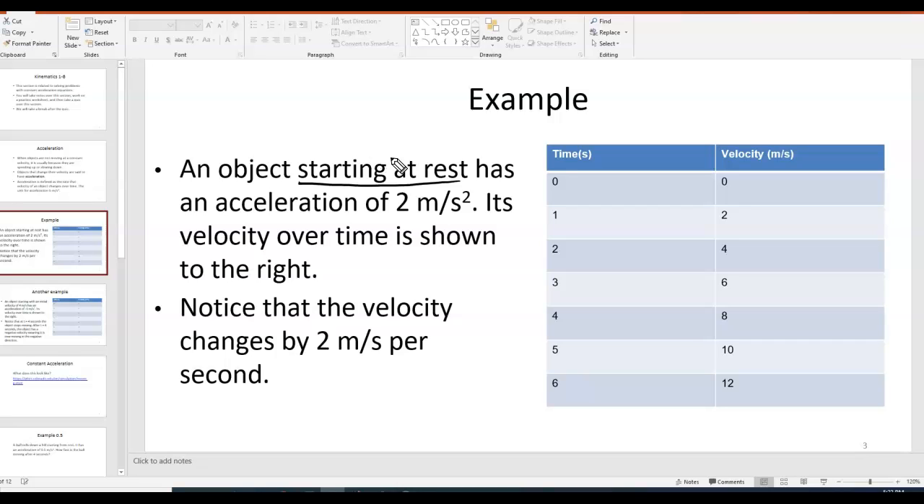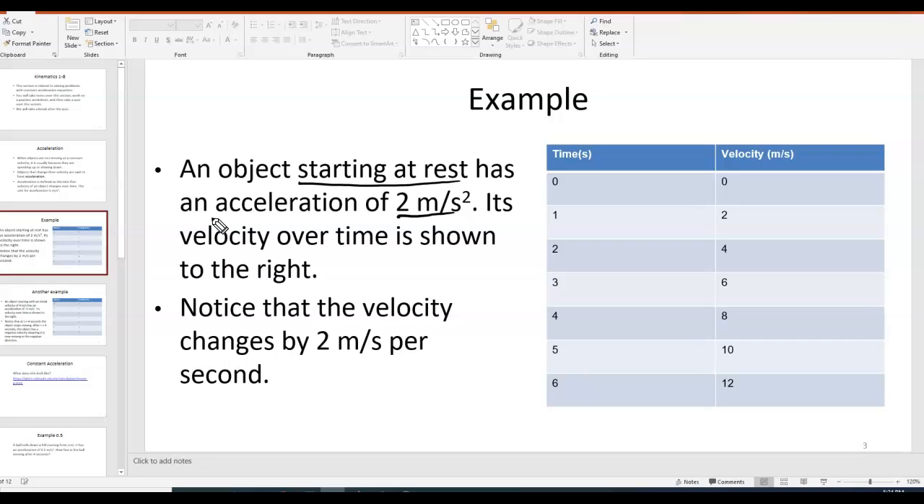So this example says an object starting at rest has an acceleration of 2 meters per second squared. Make sure you say that correctly, meters per second squared. By the way, nothing else in physics has units of meters per second squared except for acceleration. So anytime you see that unit, meters per second squared, you instantly know that is acceleration. Its velocity over time is shown to the right. Now, if you look at this table, at time 0 seconds, that means at the beginning of the problem, the velocity of the object is 0 meters per second, which makes sense because it says it starts at rest.